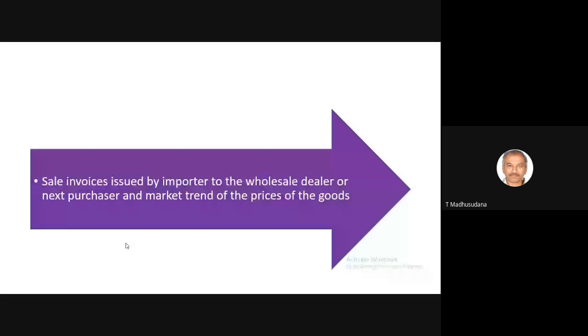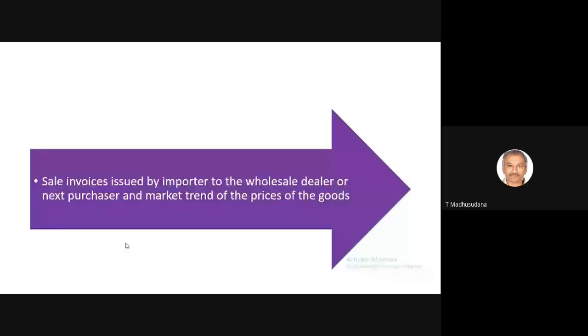Next, sales invoice issued by importers, wholesale dealer or net purchaser, market trend of prices of the goods. So after reaching the goods to the importer, the importer will sell goods to the wholesaler and he will issue the invoice. Okay? So that invoice may be used for assessing the value of the goods. And sometimes the market trend of prices of the goods may be considered for assessing the value of the goods.